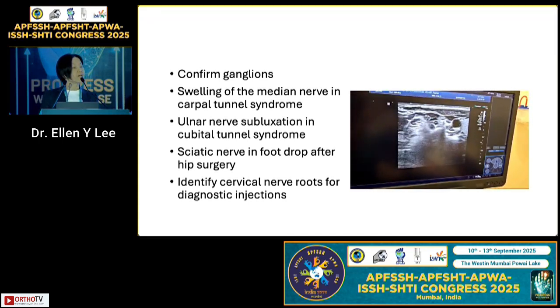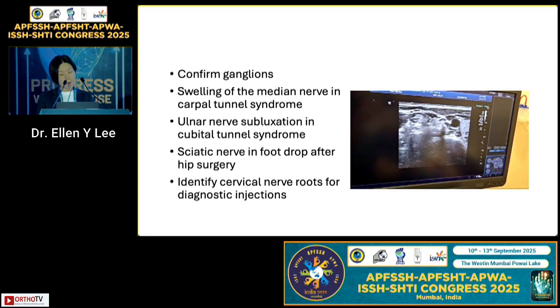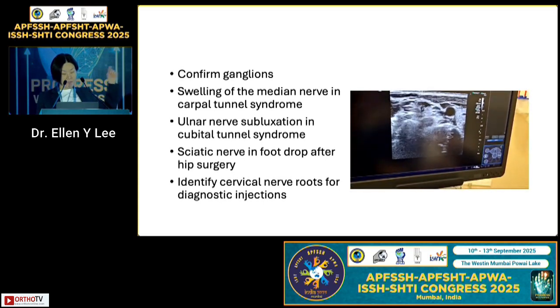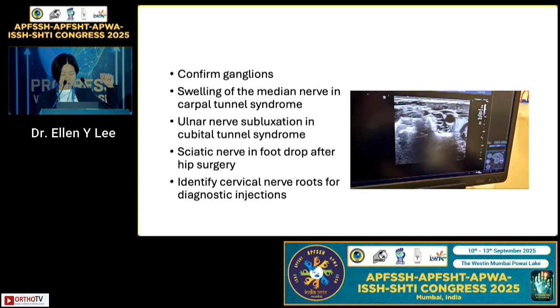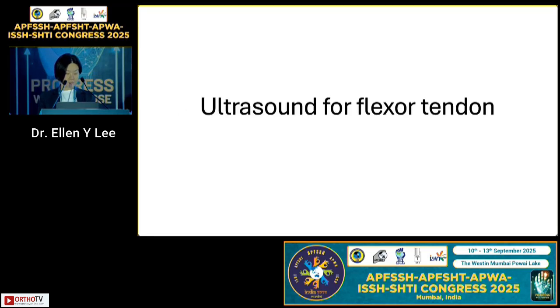And lastly, as shown on the video, is identifying cervical nerve roots. So we do diagnostic injections for radiculopathy, and the ultrasound, where their fingers are pointing, shows where the nerve roots are, and we're just tracing it.